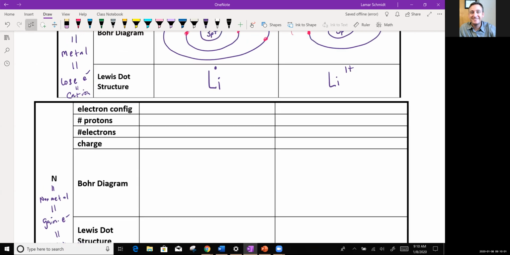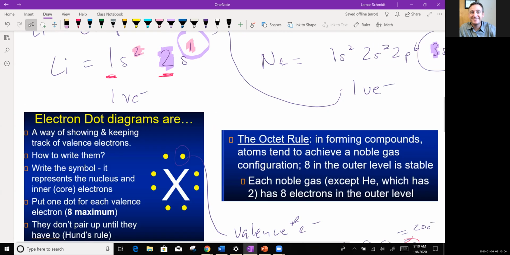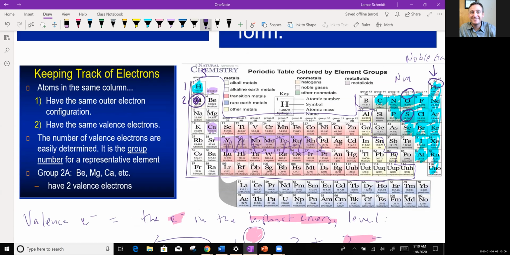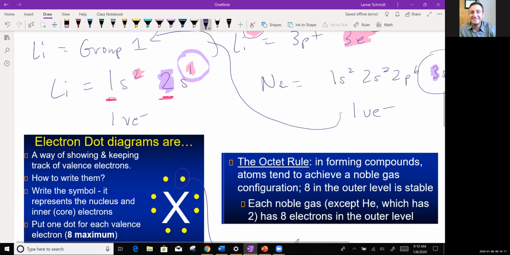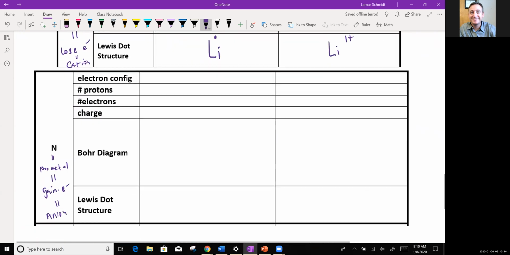So if we look at nitrogen, we see that it is in energy level 2, right here. It has 7 protons. And the electron configuration for that is 1s2, 2s2, 2p3. If you count your electrons, 2 plus 2 plus 3, that is 7. So you're showing that you have the same number of protons and electrons, and your charge is 0, or neutral.